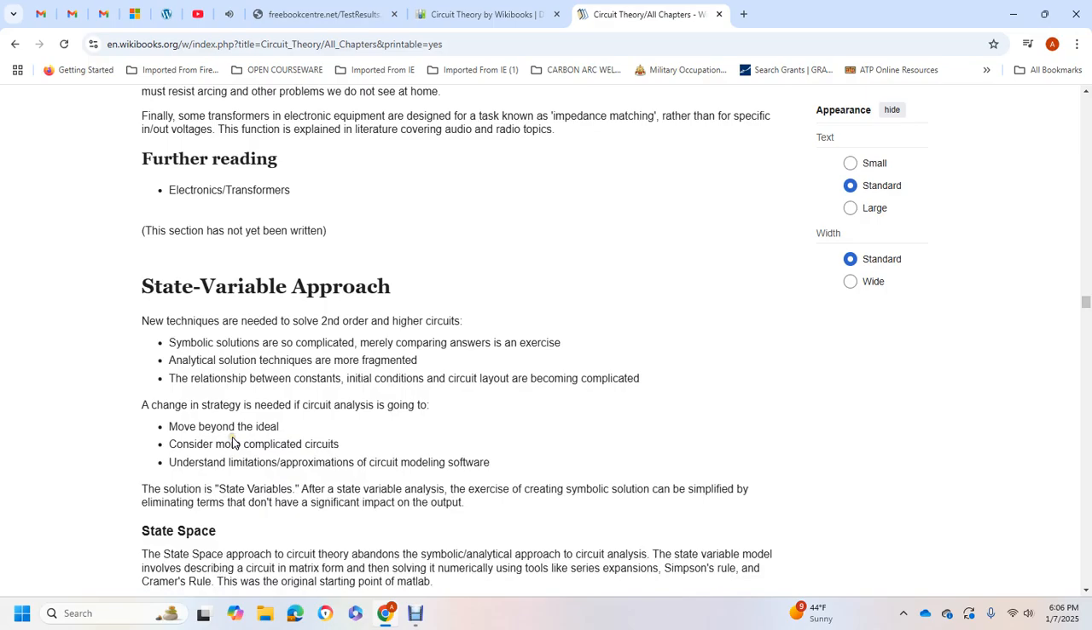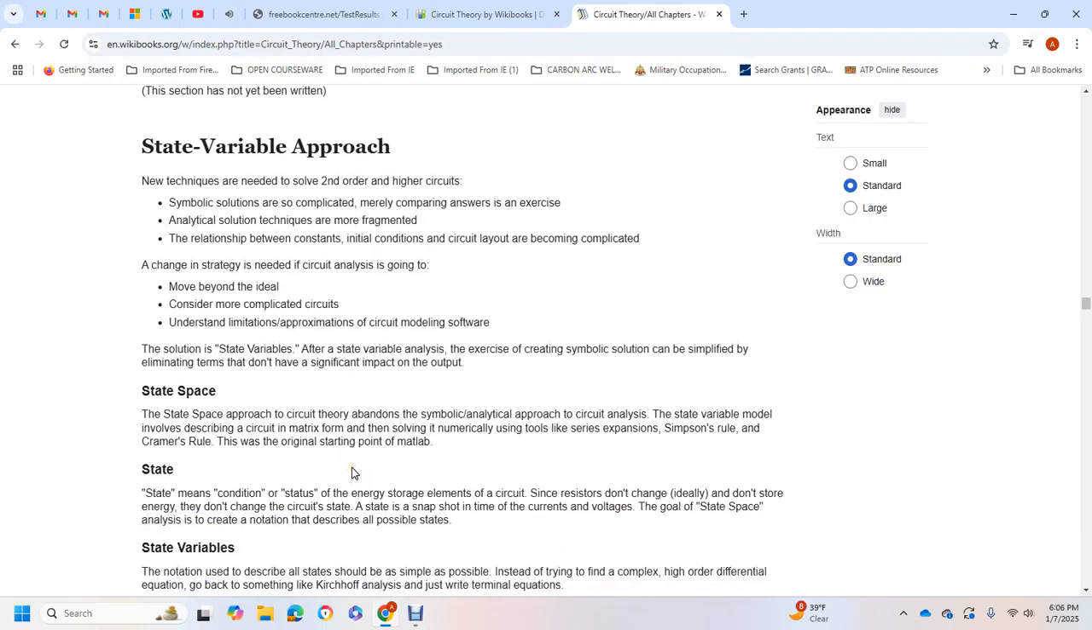State variable approach. New techniques are needed to solve second order and higher circuits, where symbolic solutions are more complicated than merely comparing answers and exercising the analytical solutions. These techniques have the most fragmented relation between constraints and initial conditions as circuit layouts become complicated. To change the strategy, circuit analysis needs to move beyond the ideal, consider more complex circuits, and understand the limitations of approximation and modeling software solutions. State variable analysis creates a symbolic solution that can be simplified by eliminating terms that do not have a significant impact on the output.